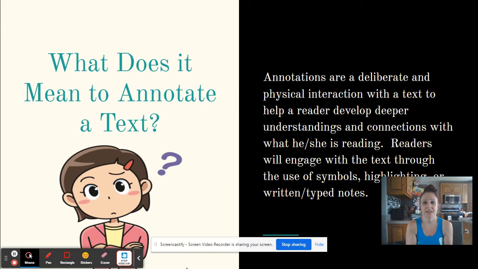What does it mean to annotate a text? Basically, students are actually writing on the text or on notes that they can stick on the text or on a Google Doc if that's what they're reading, but they're actively engaging with the text through writing.